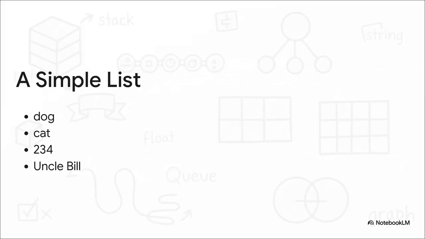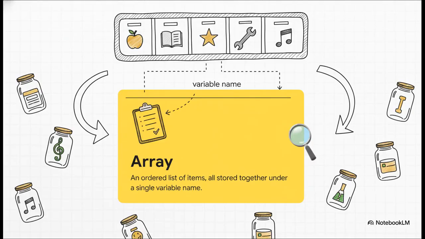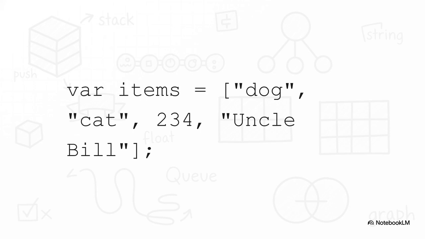So let's imagine we have this slightly strange list of items. We've got some text, a number, and some more text. One of the really powerful things about arrays in a lot of languages is that they can hold all these different data types together in the same list. So, what is an array, really? Well, an array is just an ordered list of items, all stored together under a single variable name. So instead of having a dozen separate jars, it's kind of like having one big container with neat labeled slots inside.